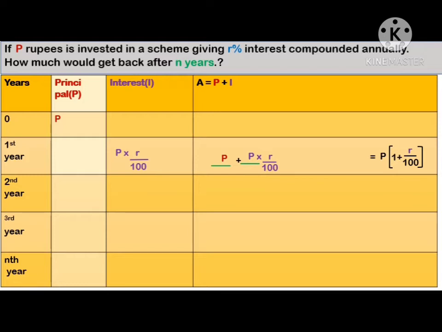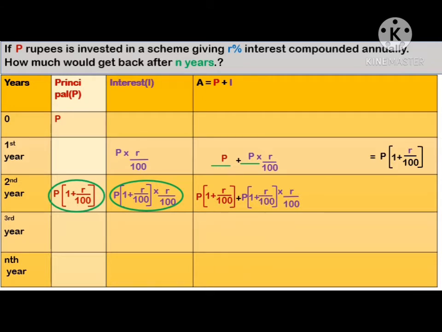If we talk about the second year's principal, what will be the second year's principal? Yes, this P into (1 plus R by 100). And the second year's interest is R percentage interest of this principal amount, that is P into (1 plus R by 100) into R by 100. Then what about the total amount at the end of the second year? Yes, second year's principal plus second year's interest. That is P into (1 plus R by 100) plus P into (1 plus R by 100) into R by 100.